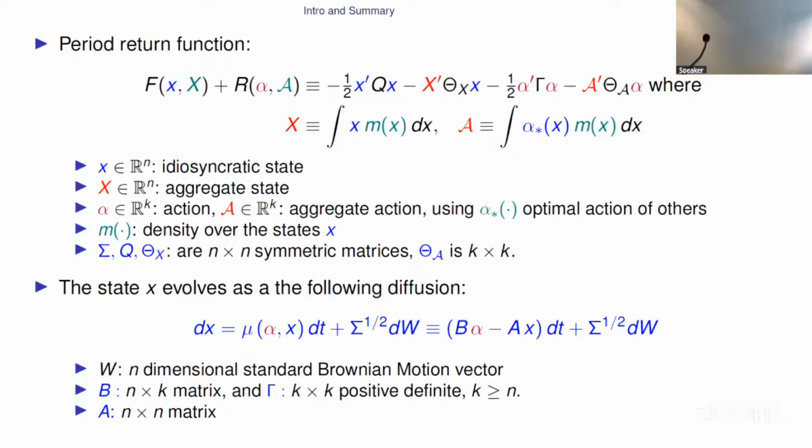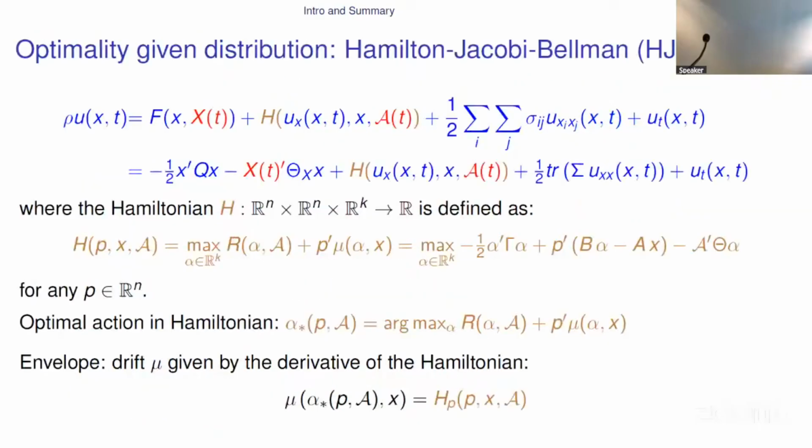Okay, now I'm going to write down the maximization problem. It's not specifically heavy notation, but it is what it is. So I'm going to go through the notation. This is a Hamilton-Jacobi-Bellman equation.